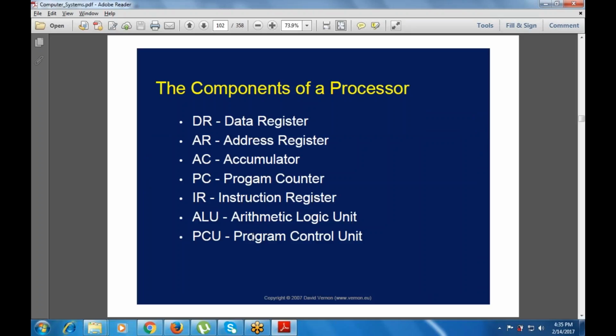So what are the various components of a processor? One is the DR, that is the data register. One is the AR, that is the address register. One is the accumulator, which is also a kind of register that is used for the process. One is the program counter, which increments for each instruction, so the next instruction is executed, that is the PC. Then IR, the instruction register, that stores the current instruction. Then ALU, the arithmetic and logical unit. Then PCU, the program control unit.